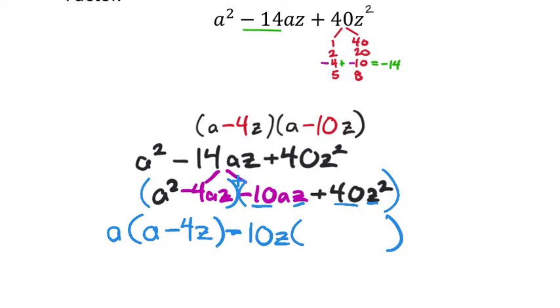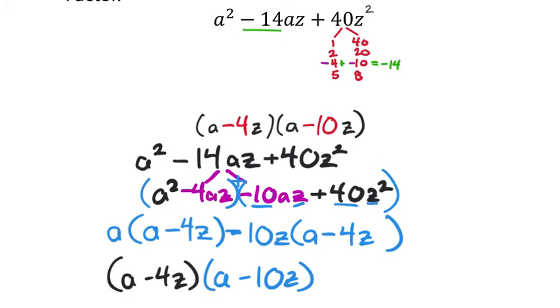So that gives you a, and again, the -10 from the 40 makes that -4, and then you've got the z left over. And then we can see that you end up with the a minus 4z factored out, and then you're just left with the a minus 10z. Okay, exactly the same answer that we got up here. So I guess we can box this in.